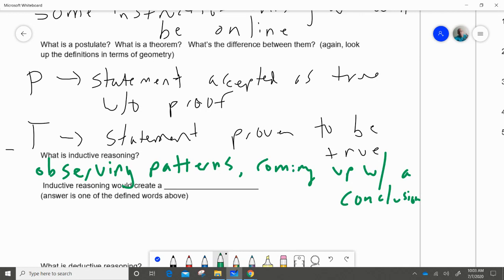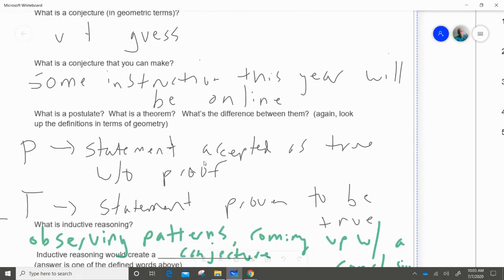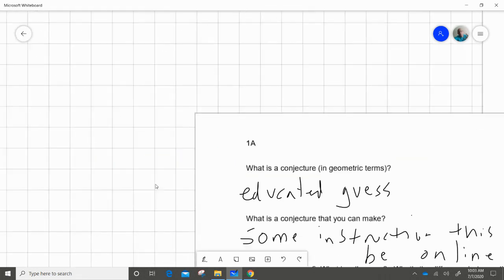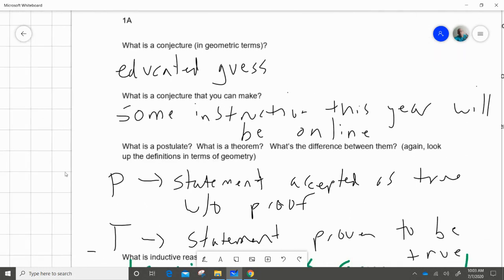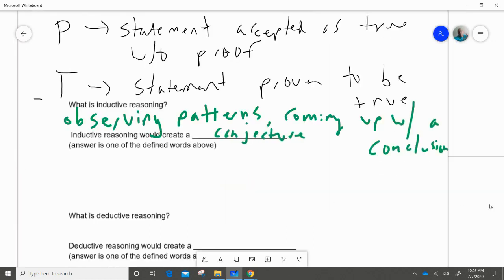Now, inductive reasoning is a type of reasoning that creates conjectures. We can observe what's going on around us and come up with a conjecture. So if I go back to the example that I looked at up here before, some instruction this year will be online. Well, how do I know that? Well, I inductively reason.